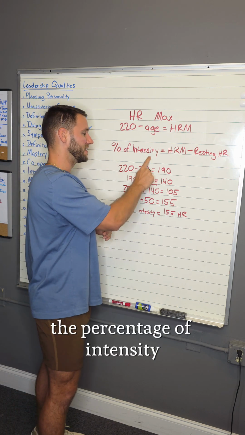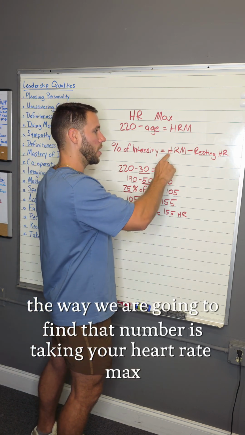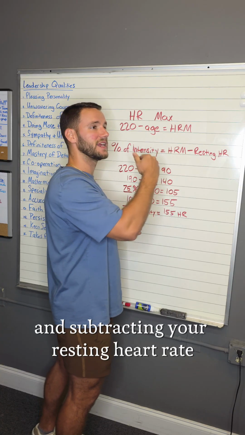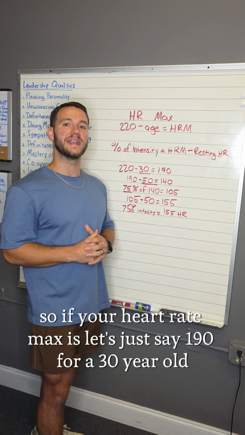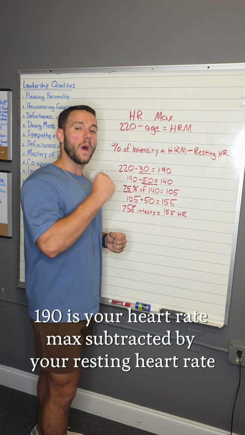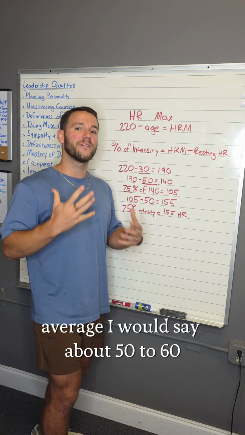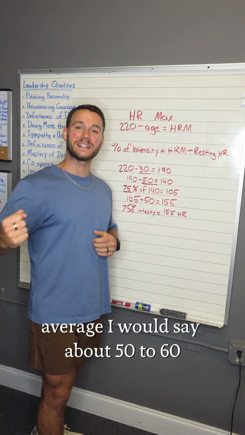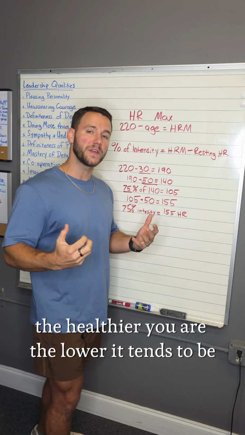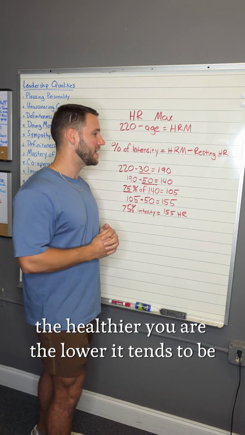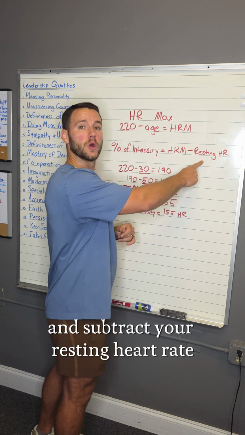The percentage of intensity, the way we are going to find that number is taking your heart rate max and subtracting your resting heart rate. So if your heart rate max is, let's just say 190 for a 30-year-old, 190 is your heart rate max subtracted by your resting heart rate. On average, I would say about 50 to 60 beats per minute is going to be your resting heart rate. The healthier you are, the lower it tends to be. So we're going to figure out your heart rate max versus this formula and subtract your resting heart rate.